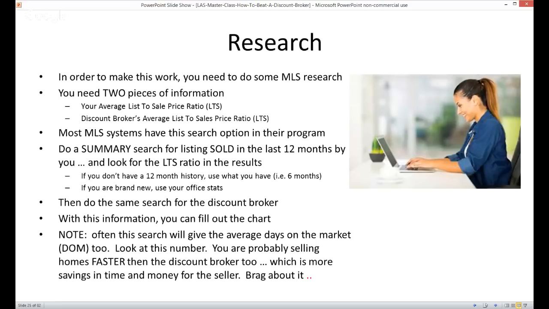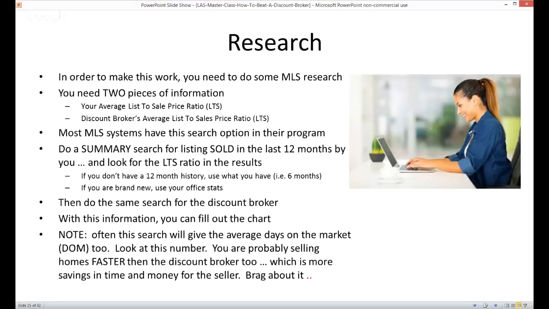So note, often this search will give the average days on the market, which I think is super valuable as well. It's what I used to use in this process. So look for that number, the DOM, the days on the market, because you're probably selling homes faster than that discount broker, which is more savings in time and money for the seller. And I recommend you brag about it.